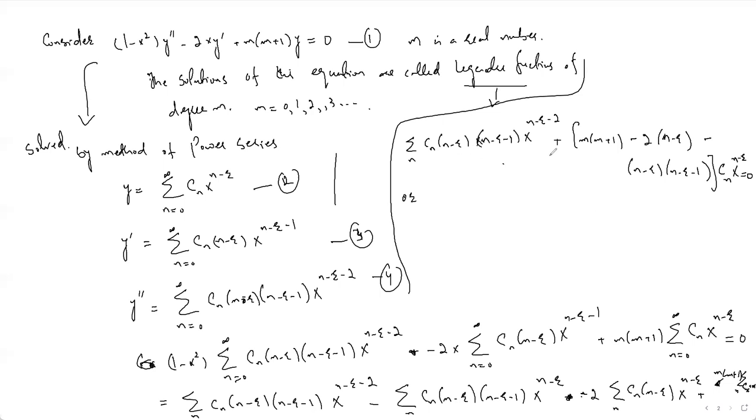Because cn is again the common factor, you can write down this equation as summation over n of cn (n minus r)(n minus r minus 1) x raised to power n minus r minus 2, plus [m into m plus 1 minus 2 (n minus r) minus (n minus r)(n minus r minus 1)].